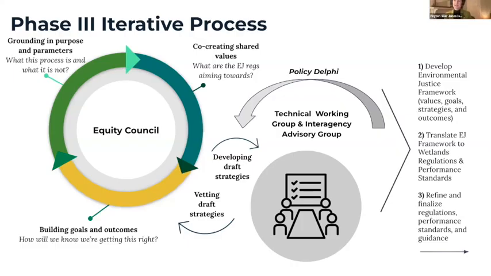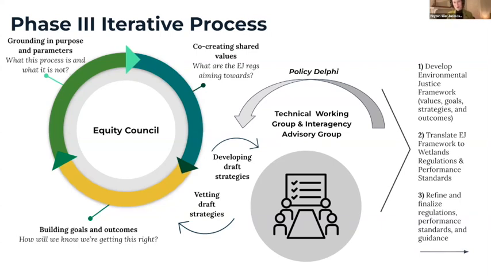So the role of this Equity Council was really to do a couple of critical things that nobody else could have done in the process. That was really sort of grounding in the shared purpose or the shared values. So early in the year, we worked with the Equity Council to establish what can this process be and what can it not be. And within that context, what are the core values that we want to ground within?